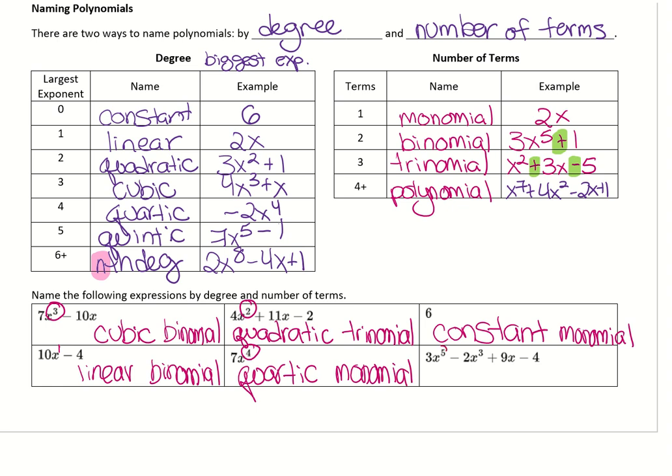And then finally, the biggest exponent here is 5, so we just say fifth degree. And then since it's more than three pieces, we call it a polynomial. So a many-nomial is a polynomial. And that's it. So now you can do your classwork, and don't forget to work on your test review.